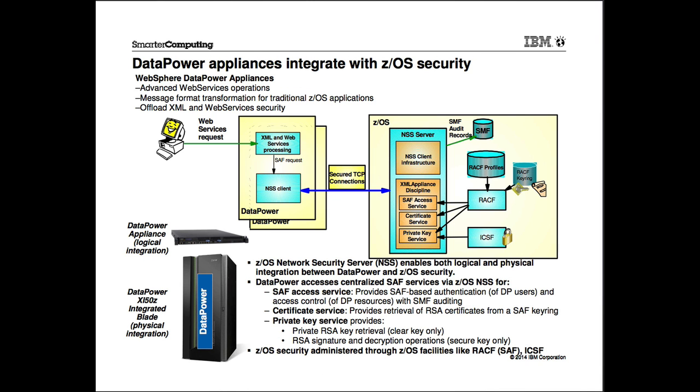So another technology that we use with security is DataPower. DataPower is an appliance provider. They're front-end appliances that sit in front of your system. They provide XML transformation, but they also provide security. And we provide APIs for DataPower to talk to z/OS.